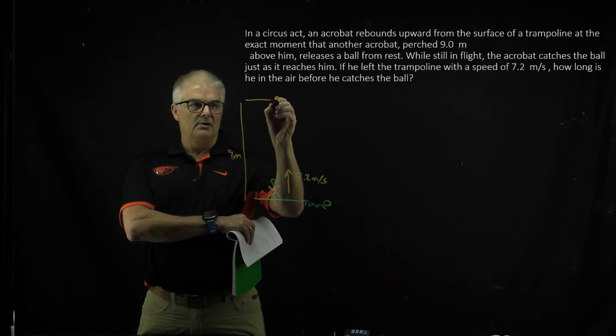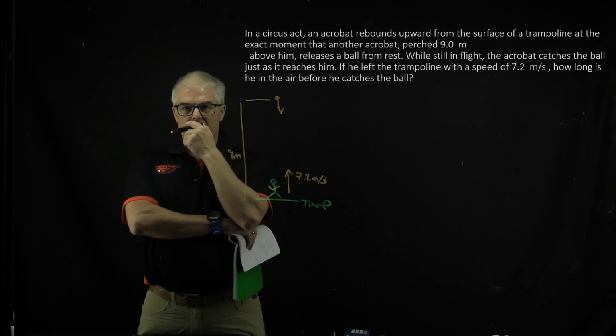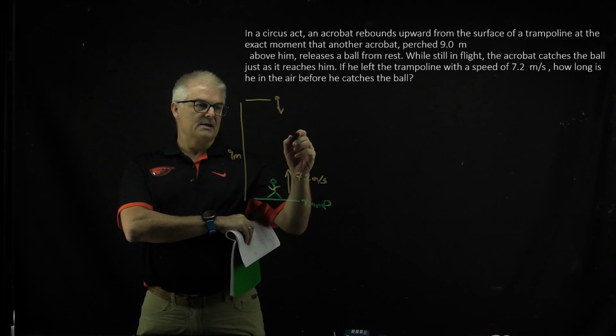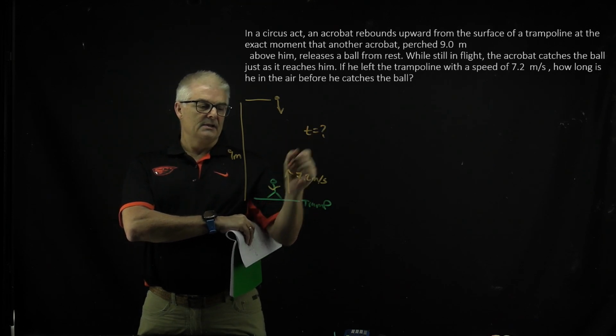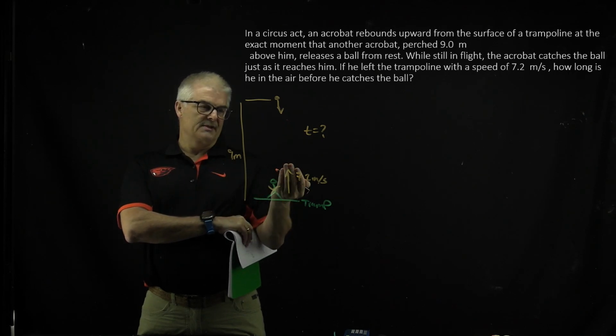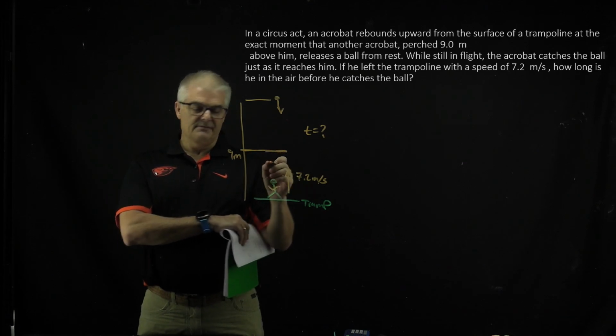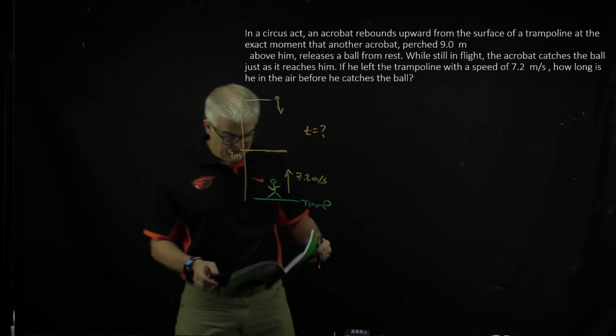drop a ball. And the question ultimately is the time before he catches the ball. So he's going to be going up at 7.2. The ball's dropping, and they're going to meet at some point, maybe here, and we want to figure that out. Now, the trick on this is to figure out how we're going to play with the heights.